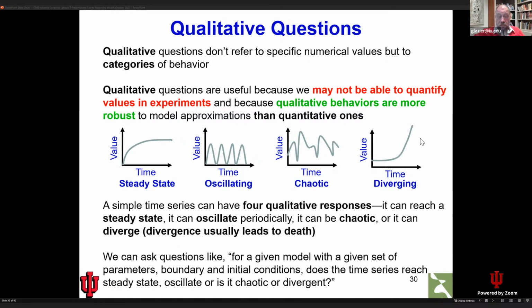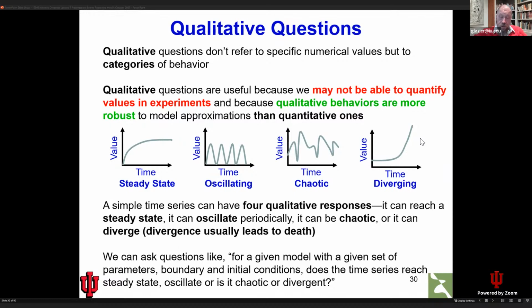And so if I'm looking at a simple time series of one variable, there are 4 possible qualitative responses. It can reach a steady state, it can oscillate periodically, it can be chaotic, or it can diverge. And in biology, divergence is death. If the concentration of a chemical species goes to infinity, the organism dies. So that doesn't seem like much, but you can ask more elaborate questions. For a given model with a given set of parameters, boundary conditions and initial conditions, which of these do I get?